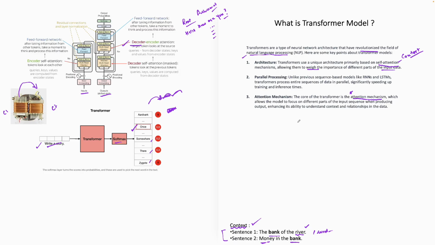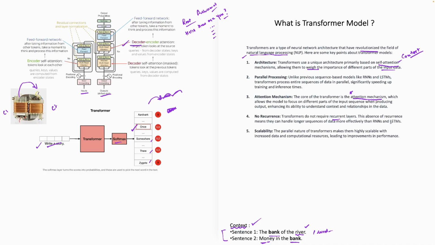the decoder component, right? Transformers do not require recurrent layers, as I told you, so it is not sequential. It is happening all in parallel, and all this work that you're doing is happening all in parallel, right? And that's why it's able to generate so much data within a few seconds, right? The parallel nature of transformers makes them highly scalable, with increased data and computational resources leading to improvement in performance. So that's why there's a concept of GPUs these days.